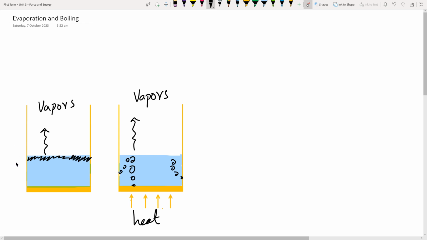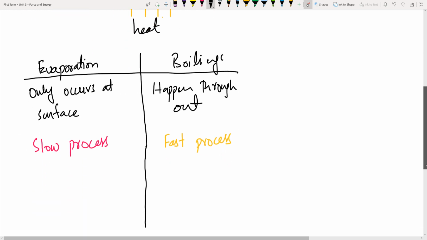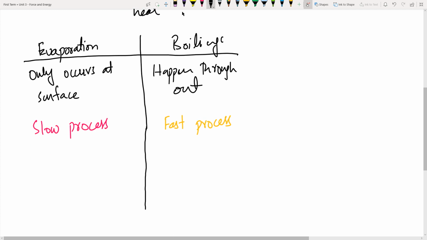So let's just say this amount of liquid will be lost in evaporation. We are going to find a reduction in the volume of the liquid, but this is going to be a very, very slow process compared to boiling, in which the process is going to go a lot faster, and you will find that all of the liquid will be converted into vapors, and you will find a very fast fall in the level of the water, right? The volume of water will decrease very, very quickly, right?